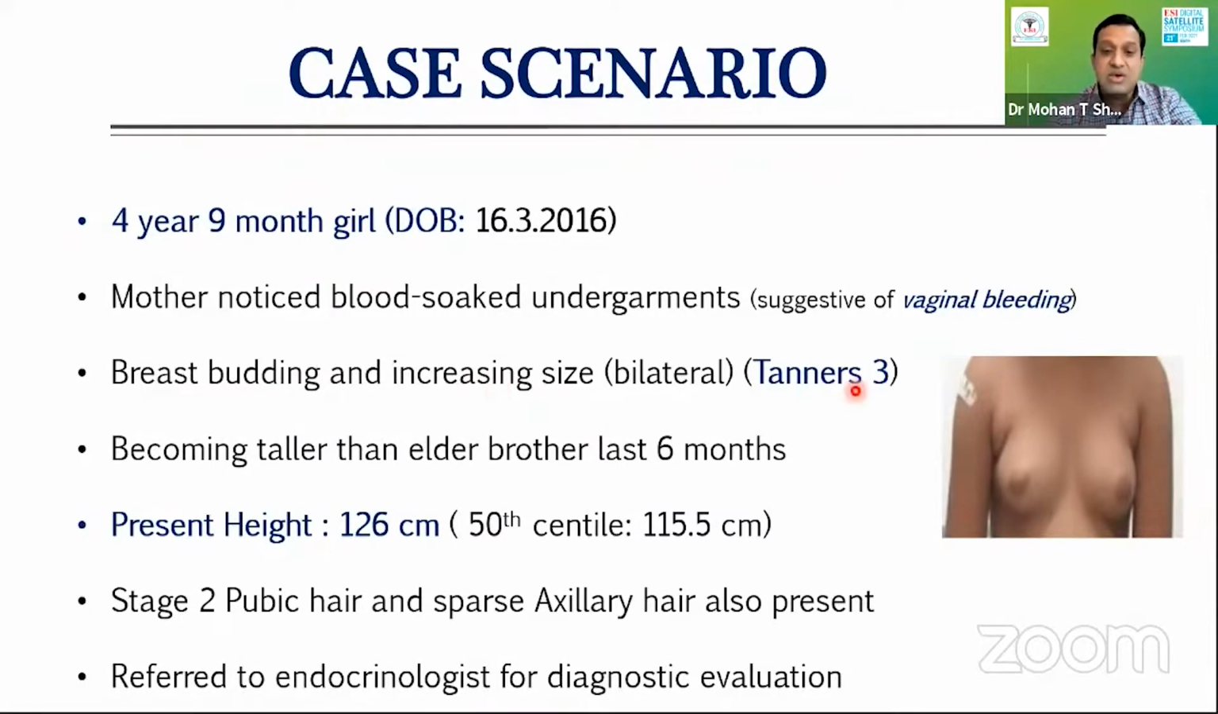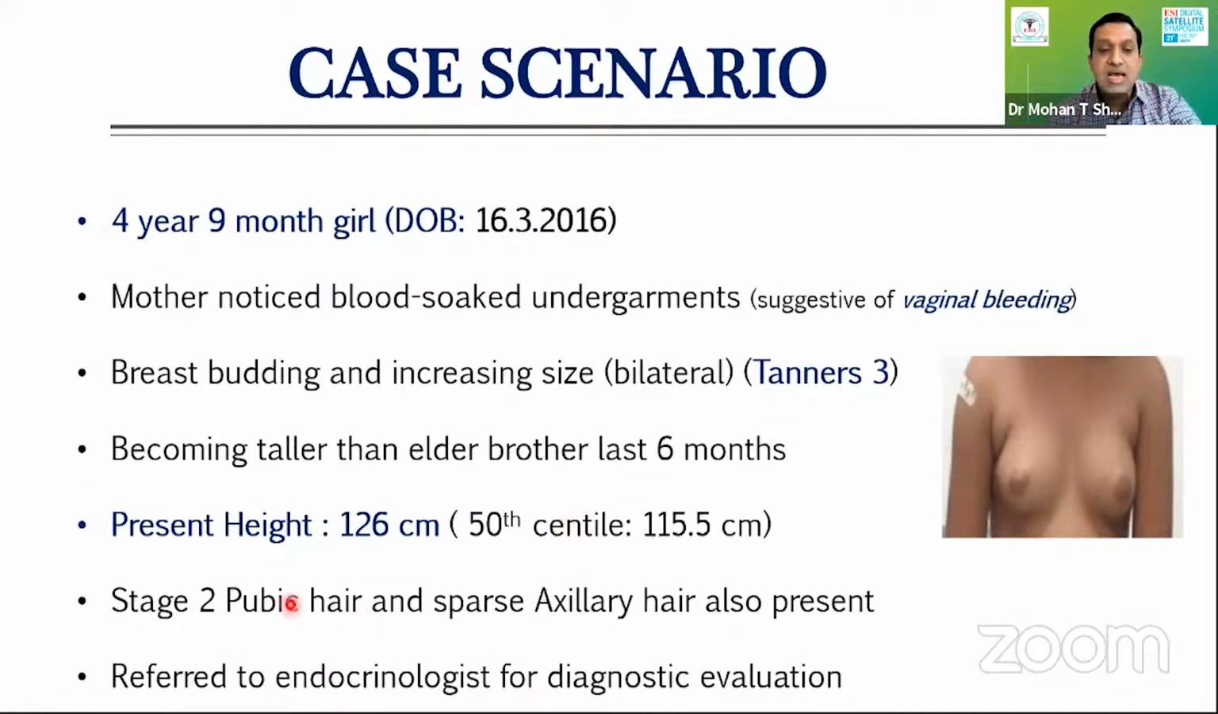She was becoming taller than the elder brother. Initially they thought it was good, but in the last 6 months, they observed that the elder brother, who is only 1 year elder to her, has been crossed by her. Previously it was not so. Present height when she came was 126 centimeters, and the 50th centile is 115.5 centimeters, so it's more than 10 centimeters above the expected for that age.